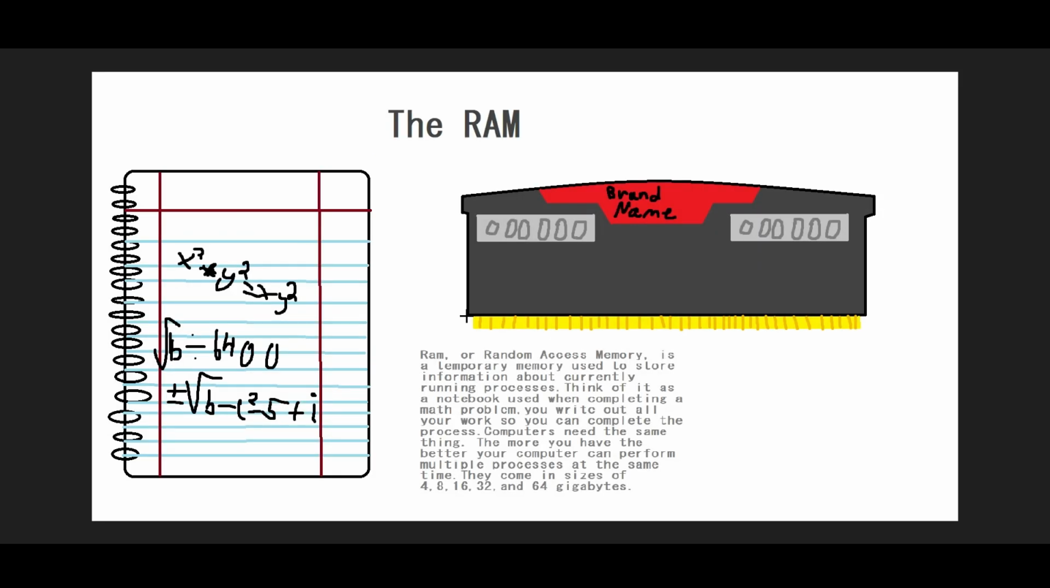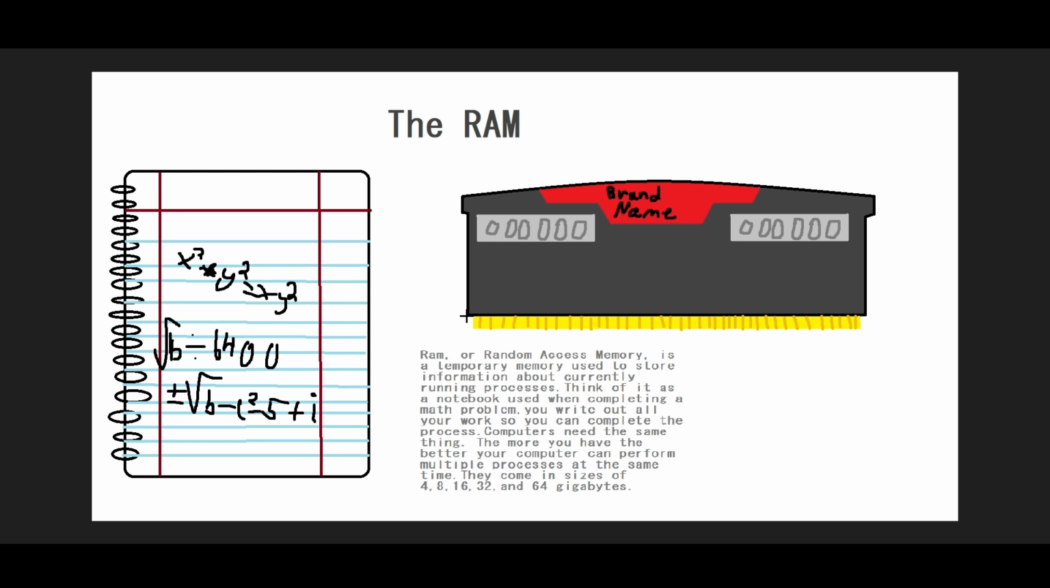Next up, we have the RAM. That is what random access memory stands for. It is a temporary memory used to store information about currently running processes. So essentially, you see here I have the notebook next to it.